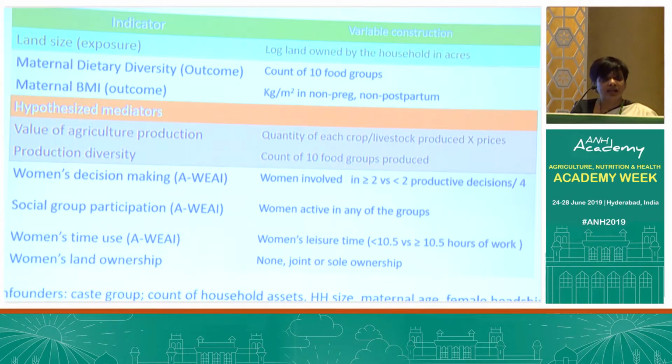So here, what did we do? Land size is the main exposure, and we measured land size through usual survey methodologies. Maternal dietary diversity is the usual count of 10 food groups. Maternal BMI, and our main outcomes. Under hypothesized mediators, we have 2 agricultural indicators: value of agriculture production, which is the gross value, and production diversity. And then we used, of course, our VEA modules to construct women's decision making, social group participation, women's time use, and we also looked at women's own land ownership.